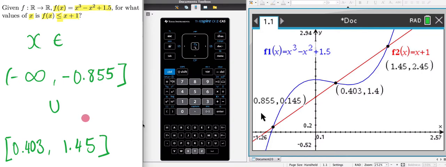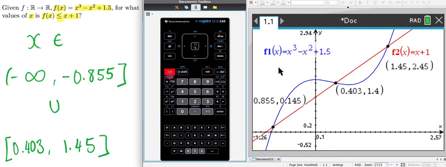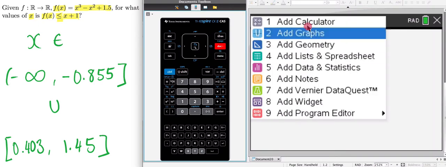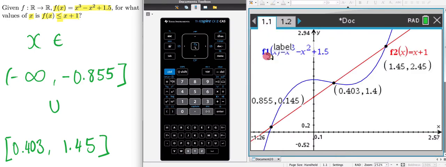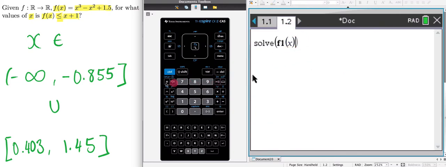Now we can double check this using algebra. So we're going to come to our graph and we're going to go control. We're going to open up a new page and come to our calculator. And we're going to solve. And what we're going to solve is our function, which remember we've saved as f1 of x. How do I know that? Well, in our graph, we saved it as f1 of x is this. And what we're trying to find is where this is less than.